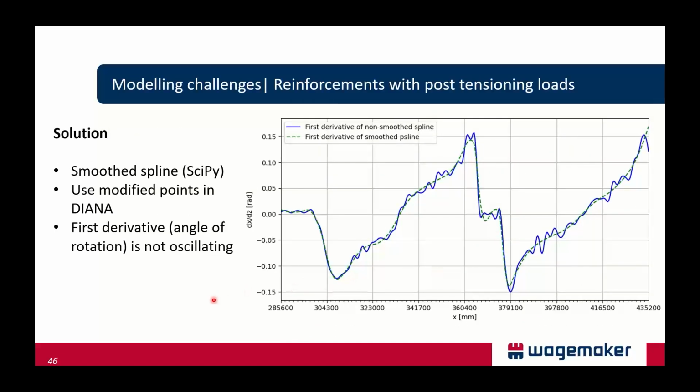But as it turned out, if you have a lot of points and a cable shape which is a little bit suddenly changing direction, then it's very hard for Diana to make a cubic spline that goes through all the points and is not oscillating between those points.